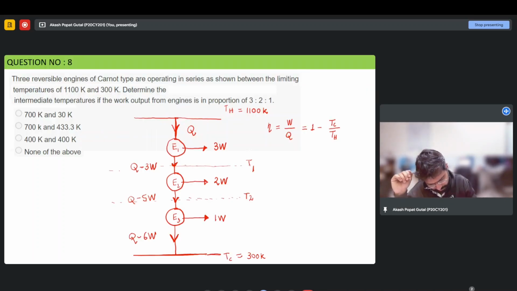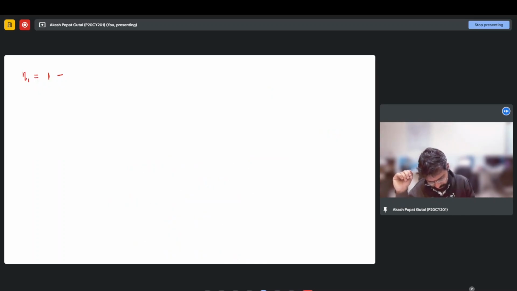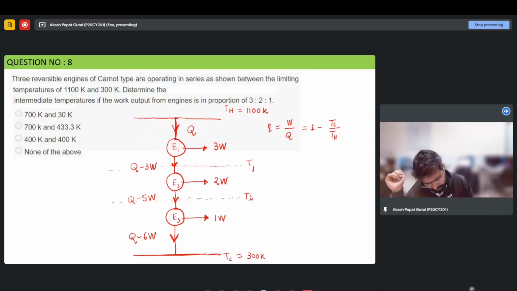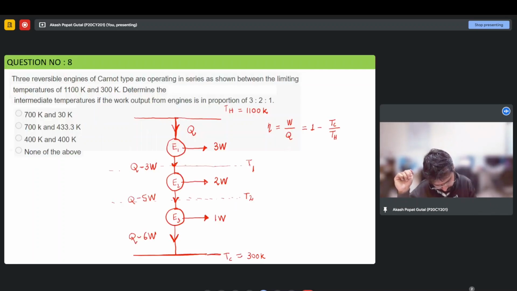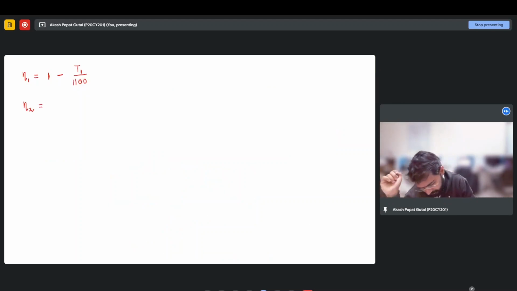For the first engine, it is T1 divided by TH. Sorry. So T1 we don't know, and TH we know that it is 1100 Kelvin. So this is eta 1. Eta 2, similarly, we can write. Let's write it in terms of eta 2: T1 is its hotter temperature, and T2 will be the cold temperature. So 1 minus T2 by T1 will be the efficiency of E2.